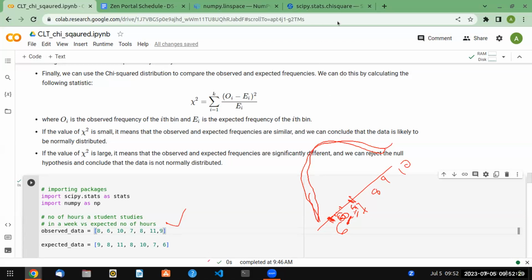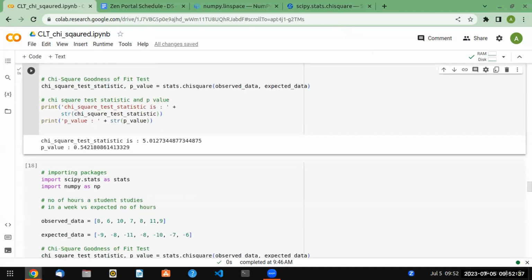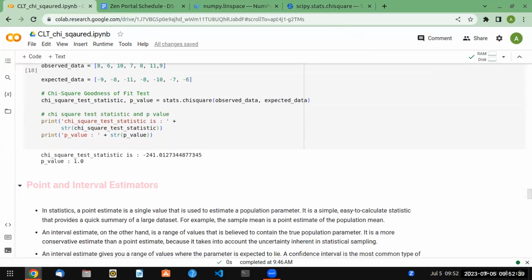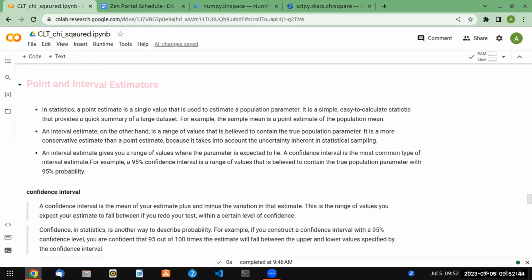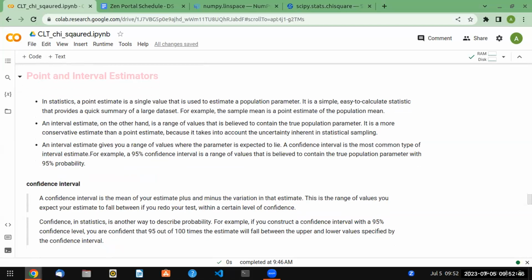Okay, so let's go to the next thing we have: point and interval estimators. So this one, I was talking about the t table, guys.